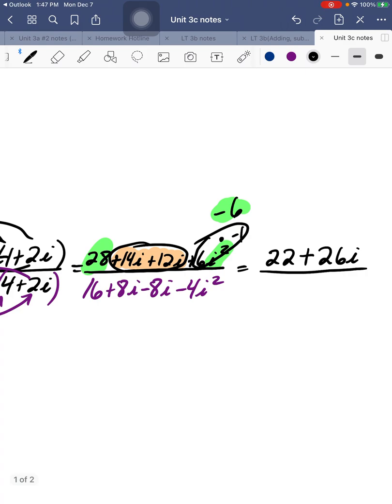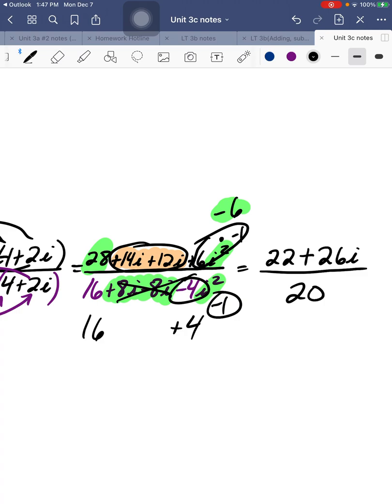You should always have the real first, then imaginary, but that's not something I am really going to be marking wrong. But you should have that. In the denominator, we have like terms in the middle. They should be opposites of each other because the i's need to go away for us to have a simplified answer. Those do. Those cancel. 8i minus 8i is 0i, which is 0. We also have i squared here. i squared is negative 1. So negative 4 times negative 1 is a positive 4. So we have 16 plus 4 is 20.